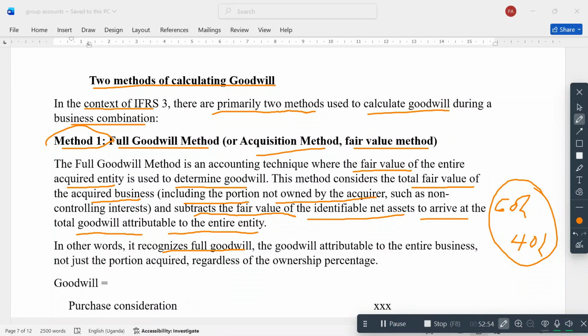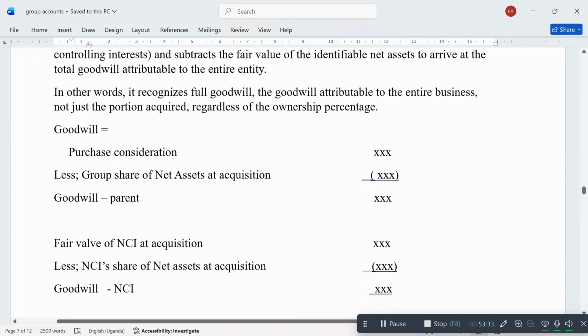We are going to see that the goodwill is attributable to the entire business, that is for the group, not just the portion, regardless of ownership percentage. So whenever they tell you to use full goodwill, we are going to take 100% of amount paid, 100% of net assets. Remember, among those net assets, we have even the part of the minority shareholders. But for this method, we shall take all the fair value of the identifiable assets. All right, let's try to look at this simple format.